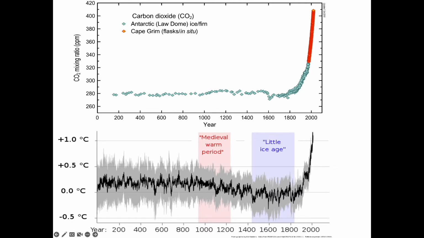The gray band along the black line in the temperature graph represents our uncertainty in temperature estimates associated with using the proxy records. But you can see that even with uncertainty, modern temperatures are definitely higher than they were for the last 2,000 years.